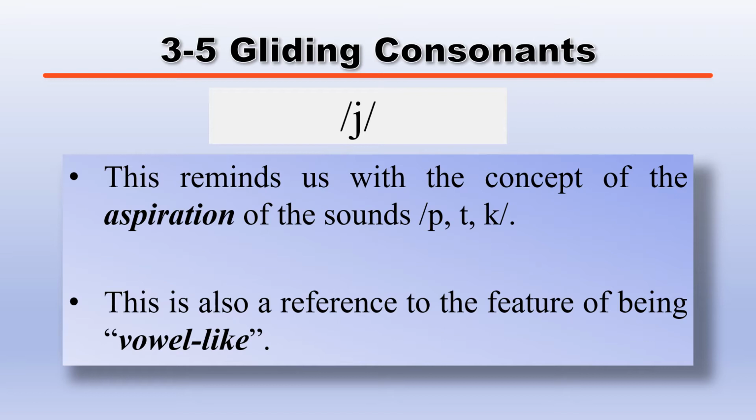And this is also a reference to the feature of being vowel-like, because we say that y and w are vowel-like. Pay attention here. Why are they vowel-like? Because we have some similar phonetic behavior when we pronounce them. For example, here you see the aspiration of p, t, k, how this aspiration affects the voicing of y and w. You see?